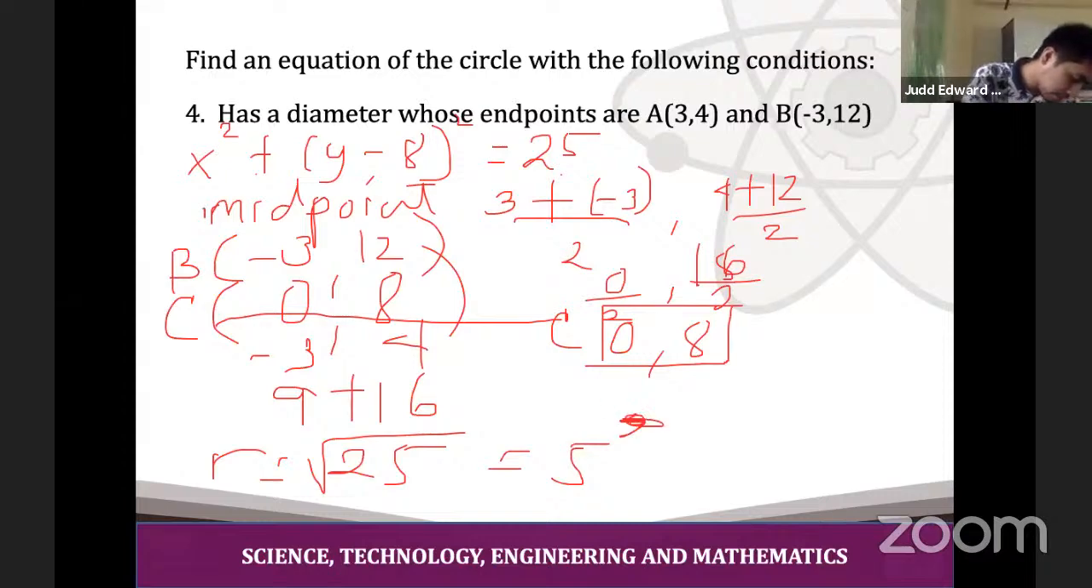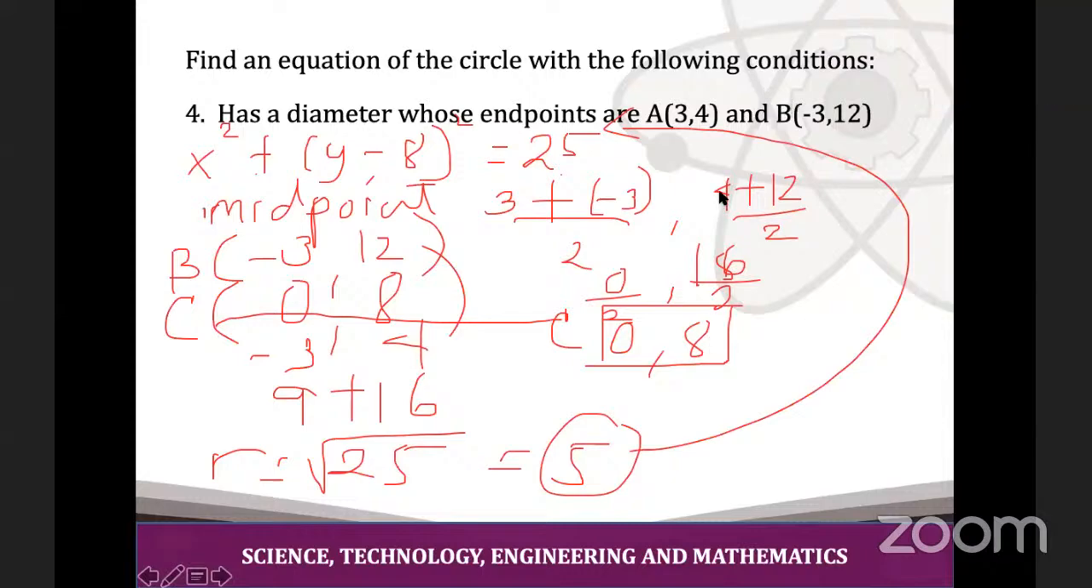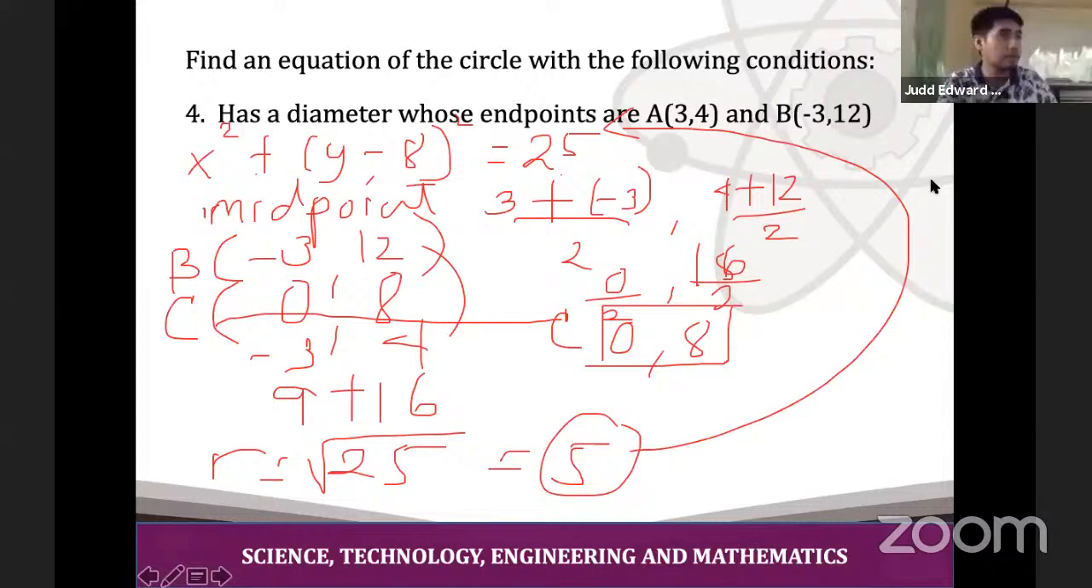Is this clear? Therefore, we will be getting the same equation, and that equation is x squared plus y minus 8 quantity squared is equal to 25. Questions? So that is our final answer. Is there a question? May question ba? Or clarification for this problem? Wala po. If wala na, let's move on to the next problem.